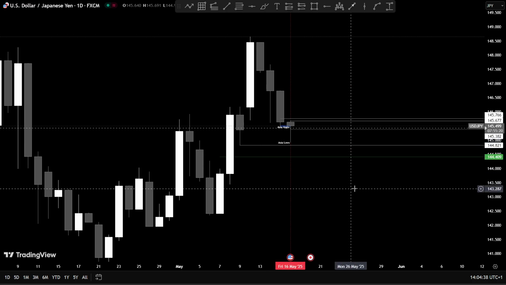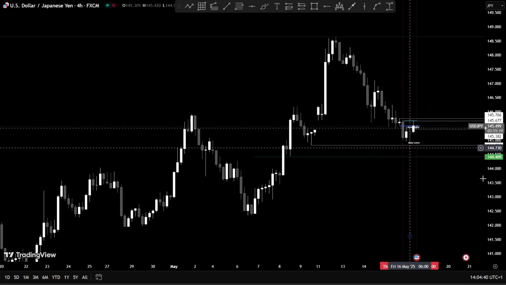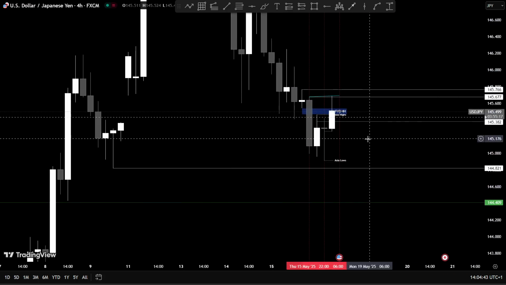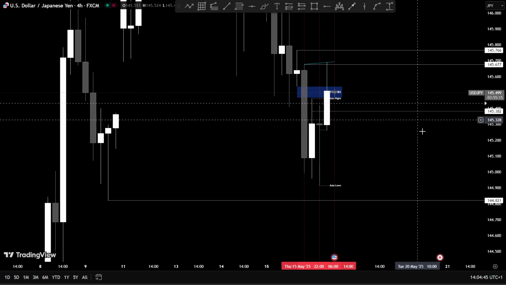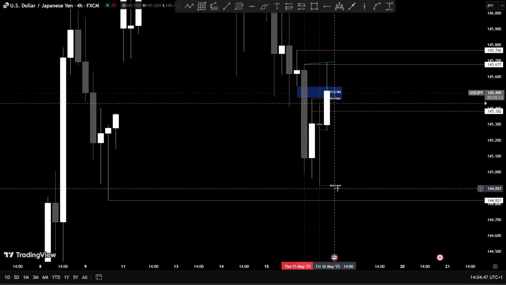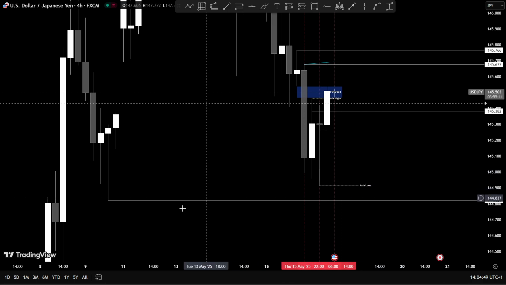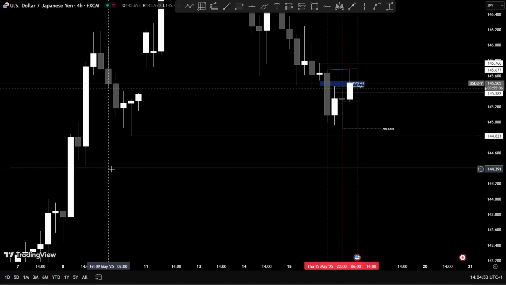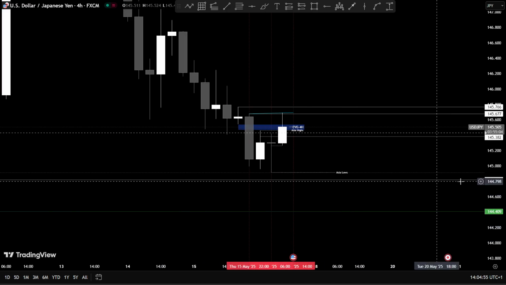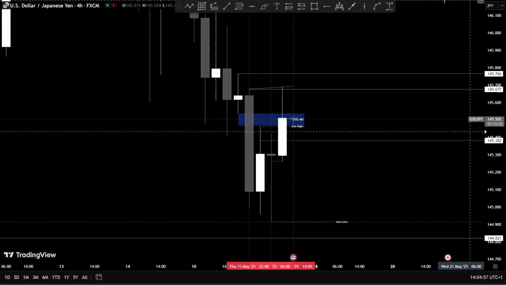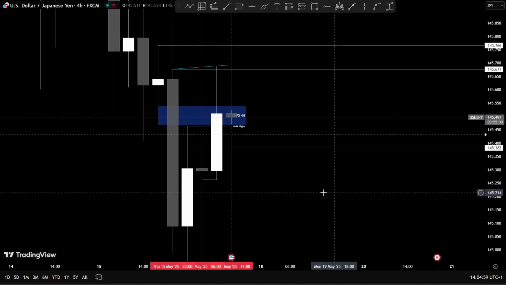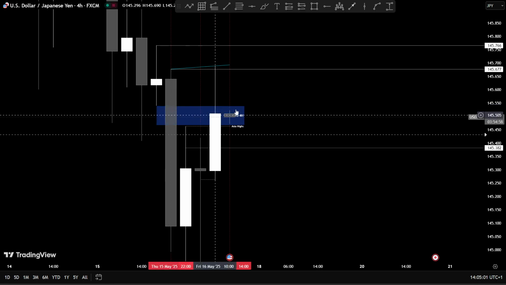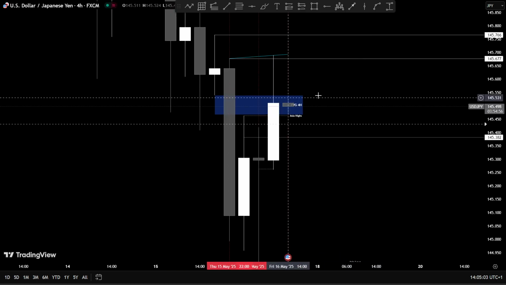So I think if we scale down to the 4-hour, you can see that we are also in a bearish trend. We still have these 4-hour lows, which are the Asian session lows, and we still have these 4-hour lows, and we also have this 50% mark of a daily fair value gap. And in the short term, what we have is this 4-hour bearish fair value gap that price did respect.